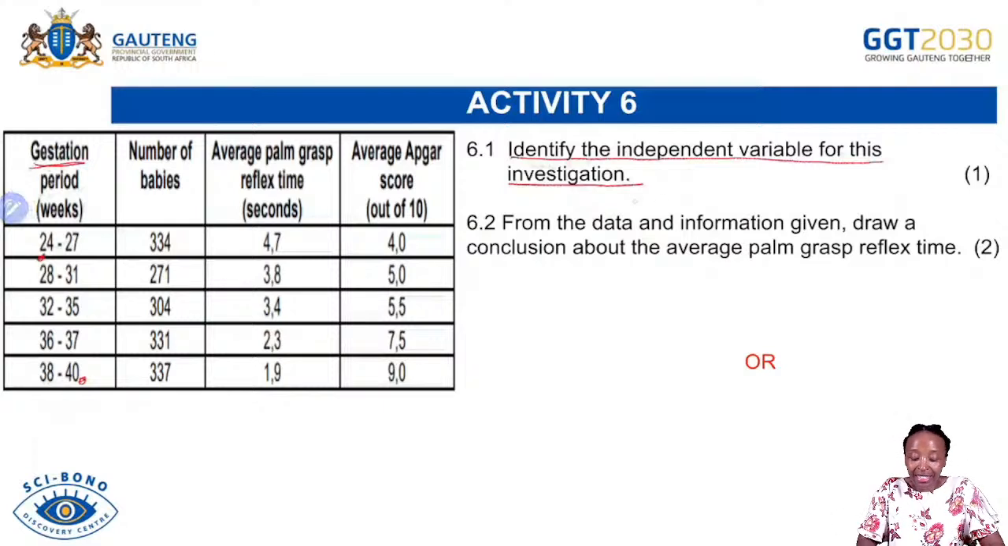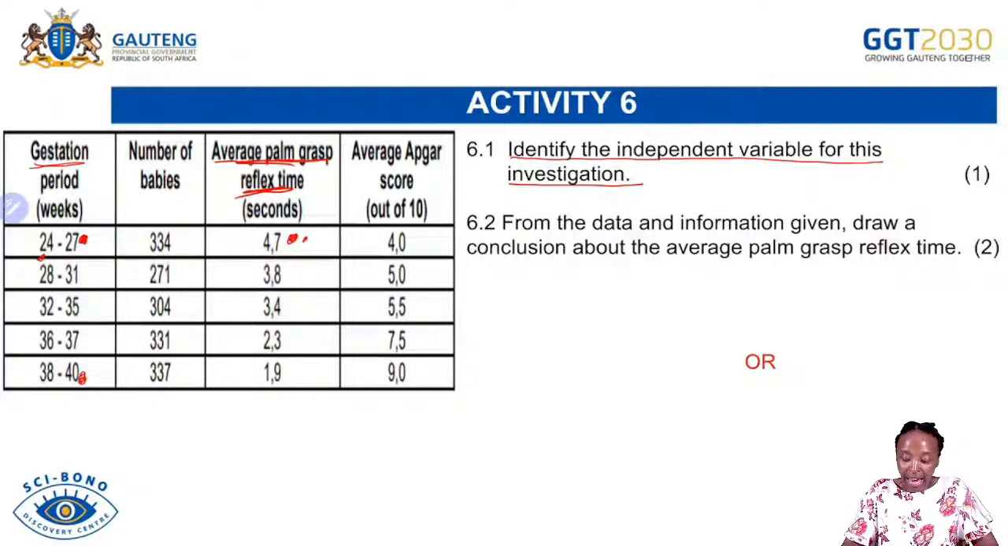Variable. And the dependent variable in this experiment will be the average palm grasp time of what? Of the reflex time. So this depends on the week. Like we said, your premature fetus or babies, they take longer to respond than the baby that has been carried on full term. So the answer for this question is the gestation period.